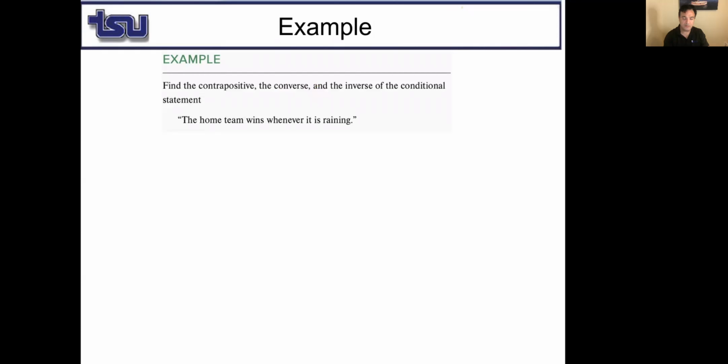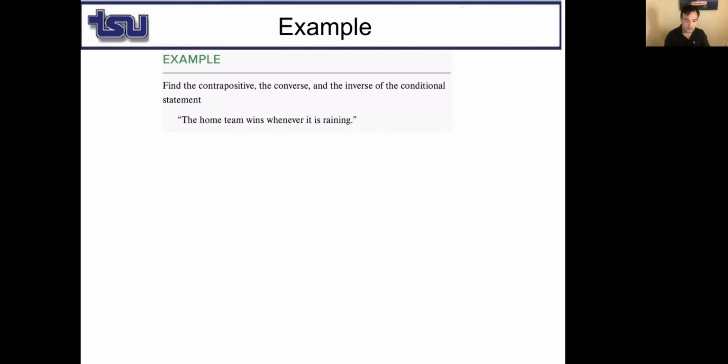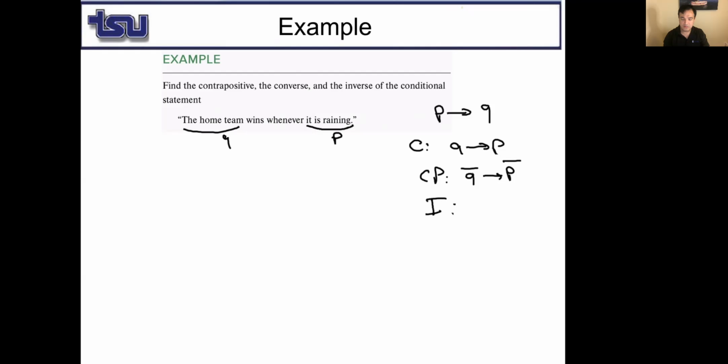The home team wins whenever it is raining. Okay, whenever it is raining. So what is P? What is Q? This is P. This is Q. That means P implies Q. If it is raining, then the home team wins. Okay. So what is contrapositive? Well, let's go in order. Converse is what? Q implies P. Contrapositive is Q naught implies P naught. And inverse is what? P naught implies Q naught.